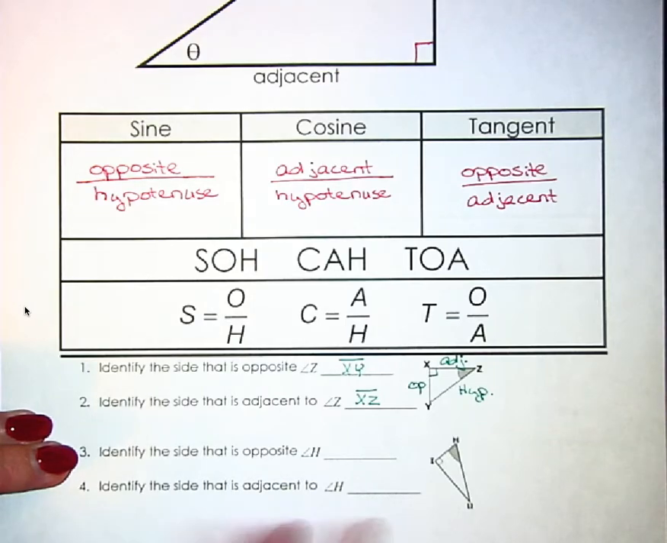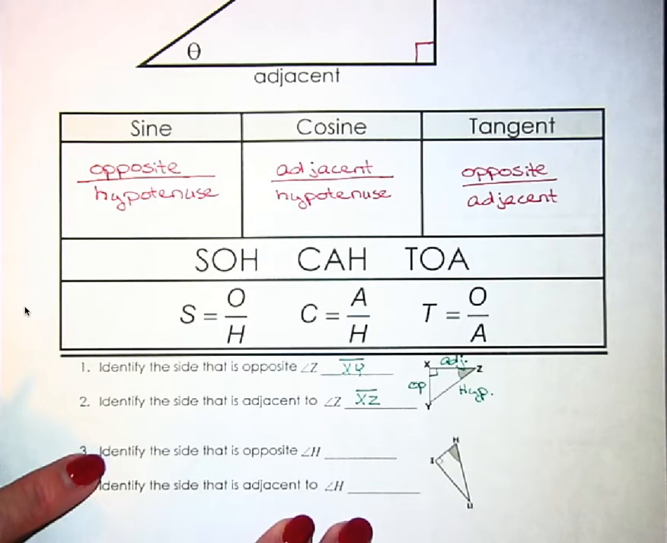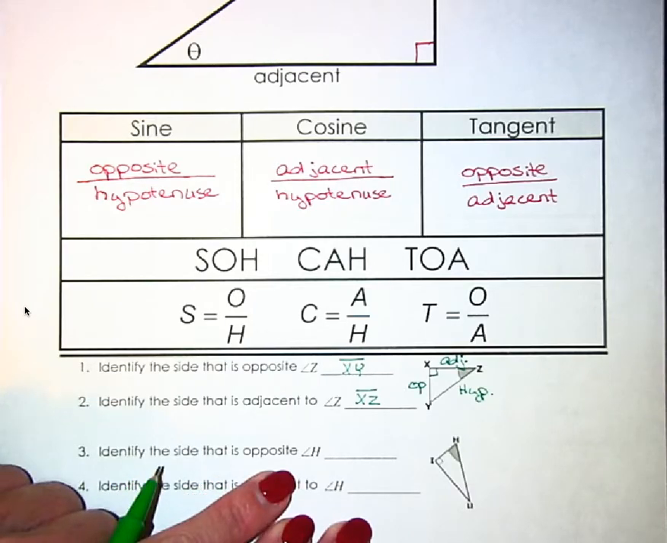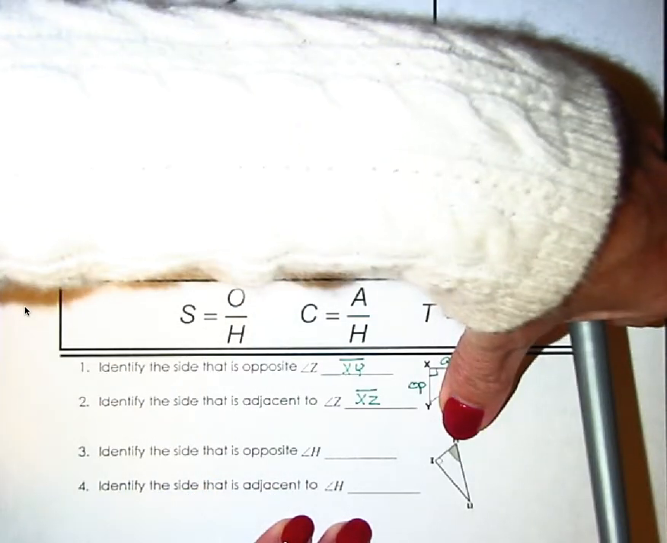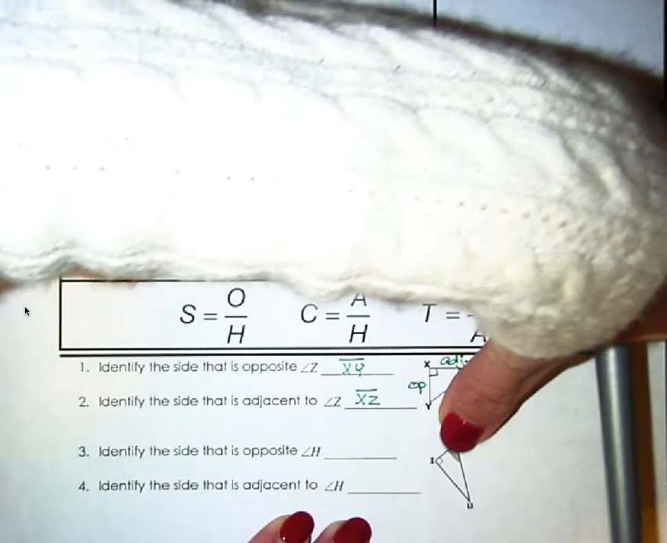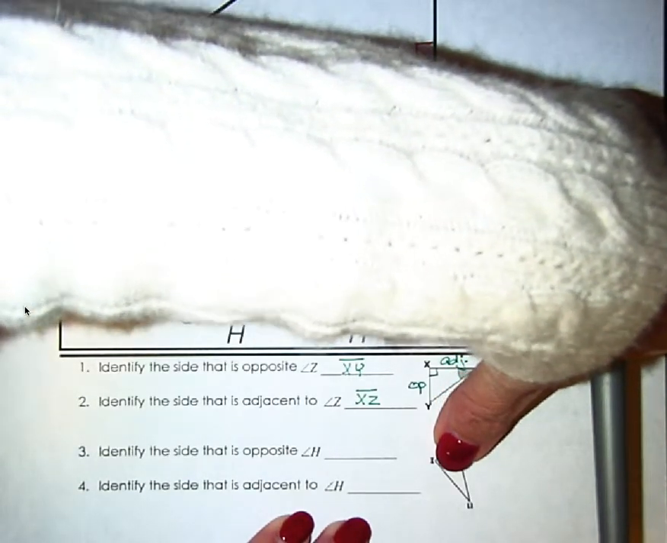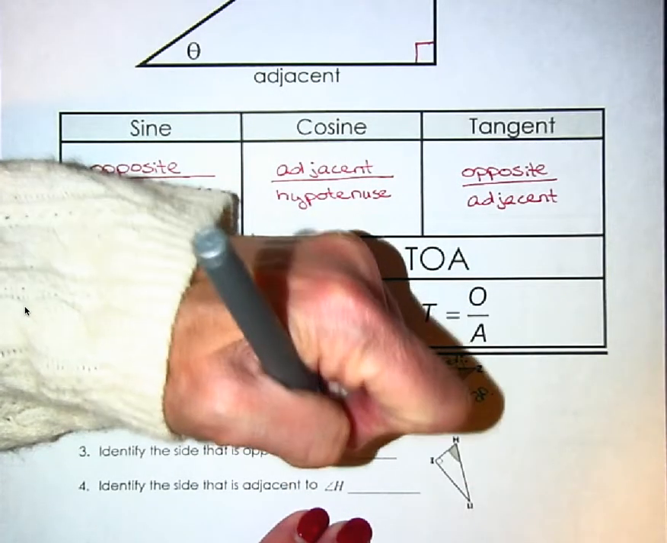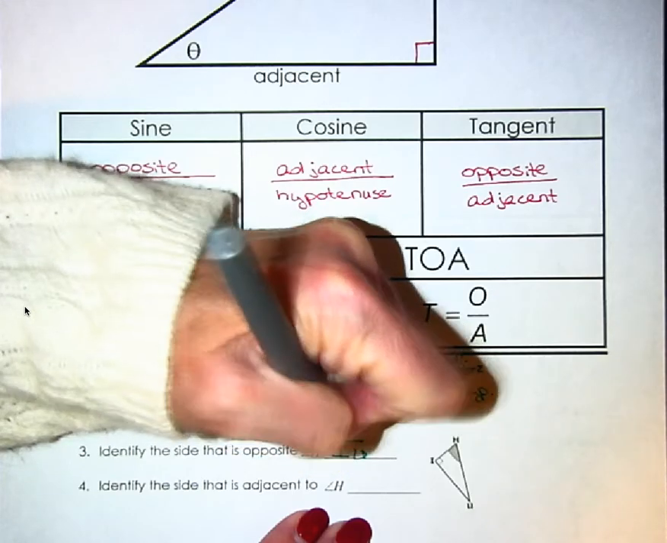Okay, let's look at another one. It says identify the side that is opposite of angle H. So angle H is our reference angle. We're going to put our finger on H, and we're going to go directly across from H and find IU. So side IU is our opposite.